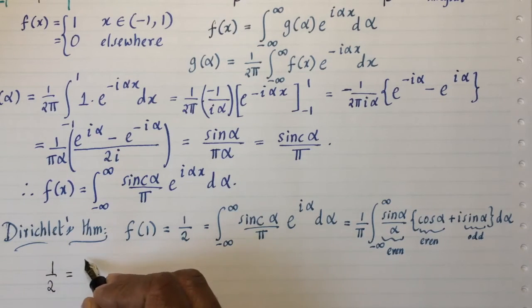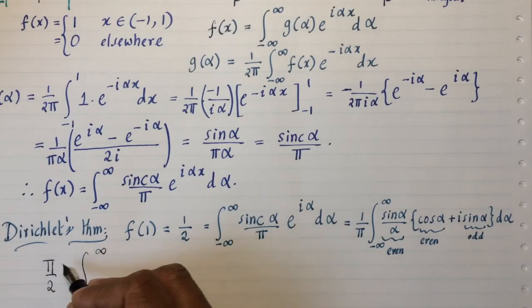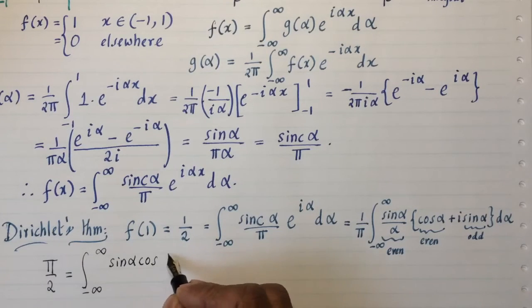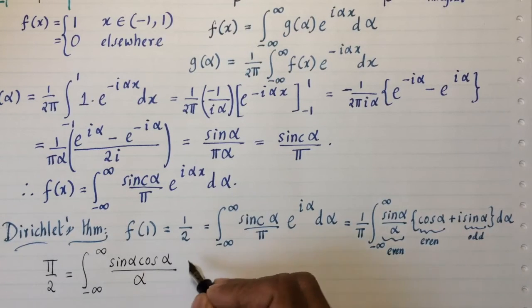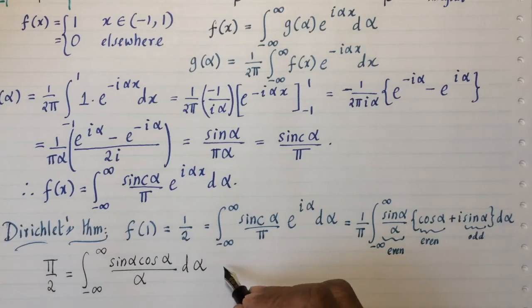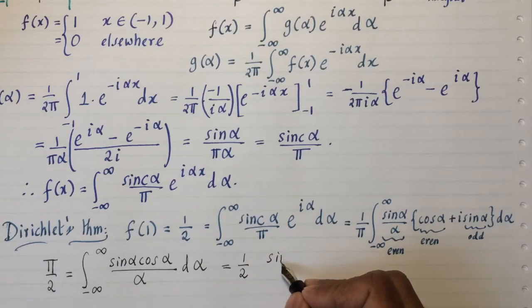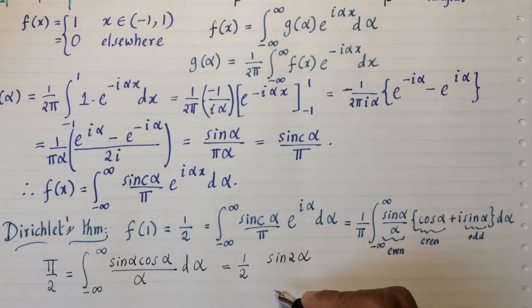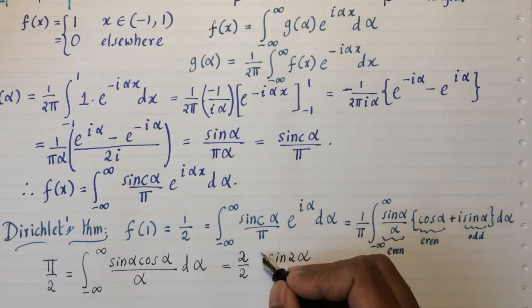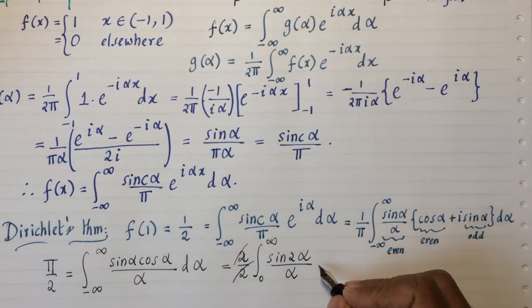So I'll get 1/2 equal to the integral from minus infinity to infinity. Actually, I'm going to take the pi over to the other side. So I get pi over 2 is equal to the integral of sine alpha cosine alpha over alpha d alpha. Sine alpha cosine alpha is one half sine 2 alpha. And also, because this is an even function, the integral can be doubled. So I can write 2 times the integral from 0 to infinity, so that 2 will cancel with that, of sine 2 alpha over alpha d alpha.